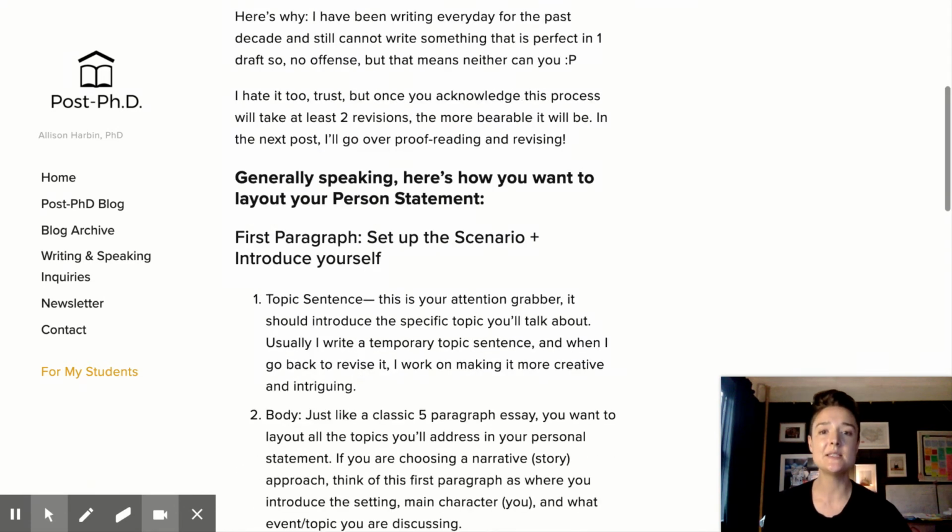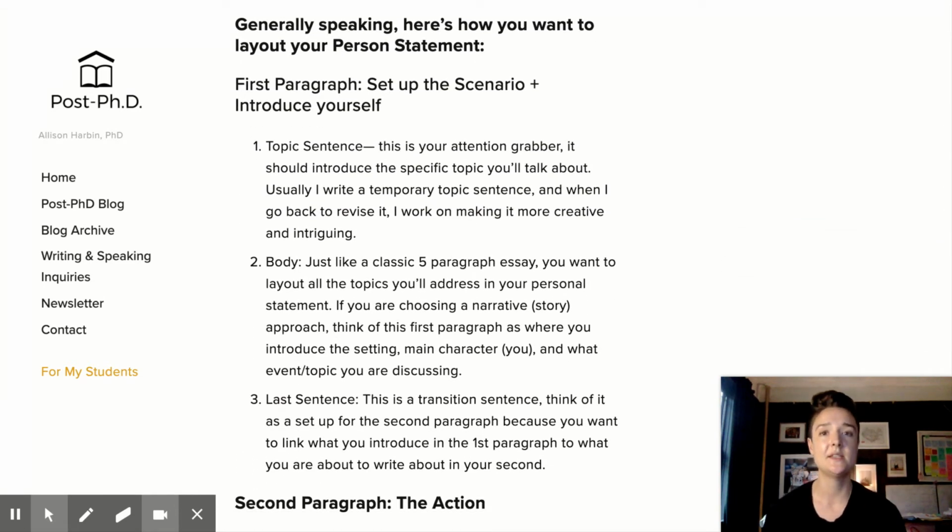So generally speaking, you want your personal statement to be laid out in 3 or 4 paragraphs, and I'll go over the 3 to 4 in a minute. But the first paragraph is obviously the most important, and that holds true for any essay you write. In the first paragraph, you want to set up your scenario and introduce yourself. If you're telling a story about an object or an event that demonstrates personal growth or says something about who you are and what your values are, then think of this as the setting, where you introduce what's going on and who the main characters are, which is usually you and maybe one other person.